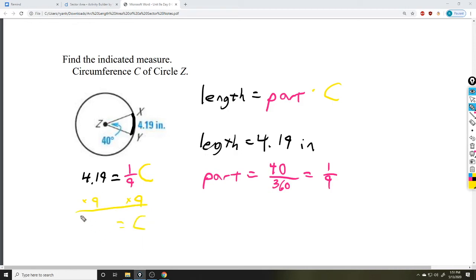And so our circumference is going to be just 4.19 times 9, which is 37.71. And our units are still inches. So the only difference here is that we are given the arc length and trying to solve for the circumference. So you're going to have to do a little bit of solving of the equation on that one.